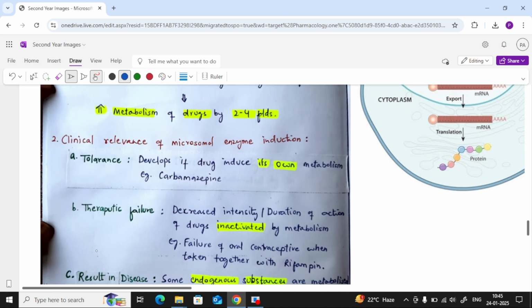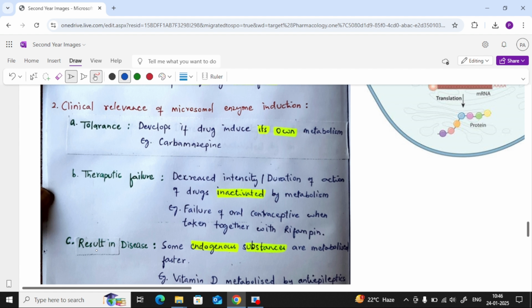Now let's understand the clinical relevance of it. When there is increased metabolism, and the drug is increasing its own metabolism, there will be tolerance, meaning no matter how much you give, there will be no effect, because the drug is metabolizing fast. So tolerance will develop if the drug induces its own metabolism, for example in the case of carbamazepine. If one drug is metabolizing another drug faster, then there will be therapeutic failure, that is, decreased intensity or duration of action of drugs which are inactivated by metabolism.